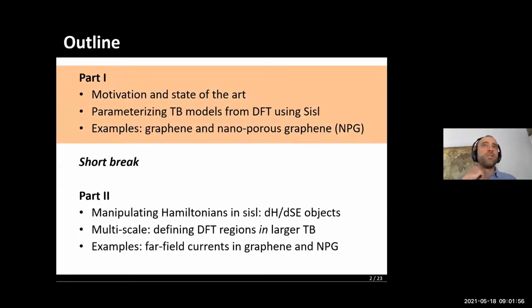In the first part, I'm going to just tell you in short some motivations and the state-of-the-art methods for large-scale transport simulations. And then I'm going to show you how to indeed parameterize tight-binding models using DFT Hamiltonians, showing you some examples related to graphene and nanoporous graphene, which are the main materials that I've studied during my PhD at the Danish Technical University, working with Nick, for example, and Mads Brandbyge.